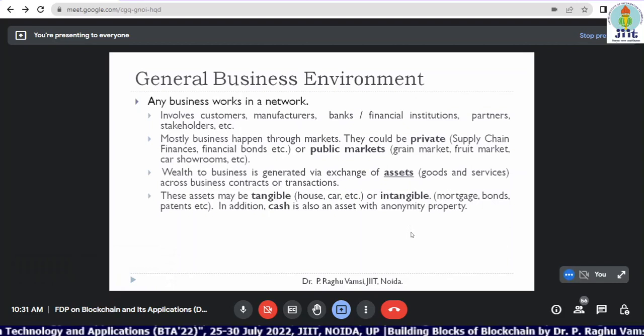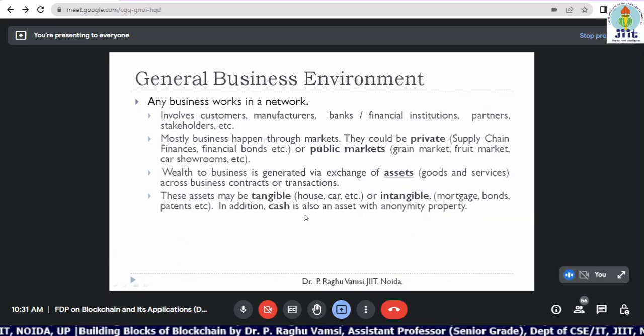For example, assets like a house, car, etc. are tangible, and sometimes the mortgage, bonds, patents, copyright, these are the intangible things. In addition, cash is also an asset with anonymity property. So here cash may be printed or manufactured in terms of coins or any other form. So this cash is also an asset with anonymity property.